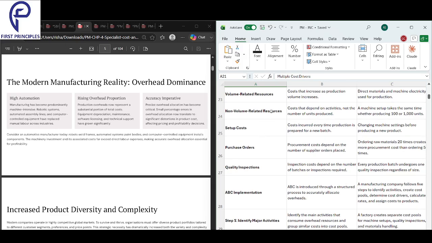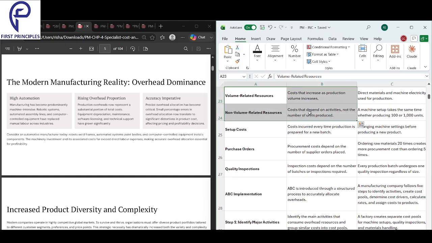Now coming to volume related resources. Cost that increases because of volume. Can I say raw material? The more I produce, the more will be the bill for my raw materials, right? The more coffee I make, the more money I'll pay for the milk. Less coffee, less milk, more coffee, more milk. Easy. Volume related resources.